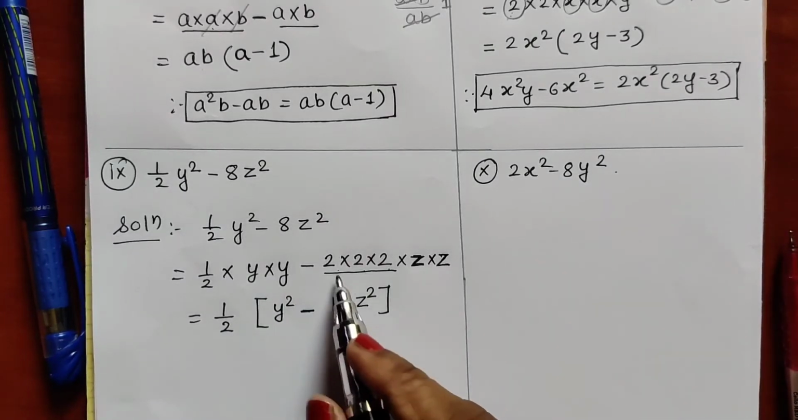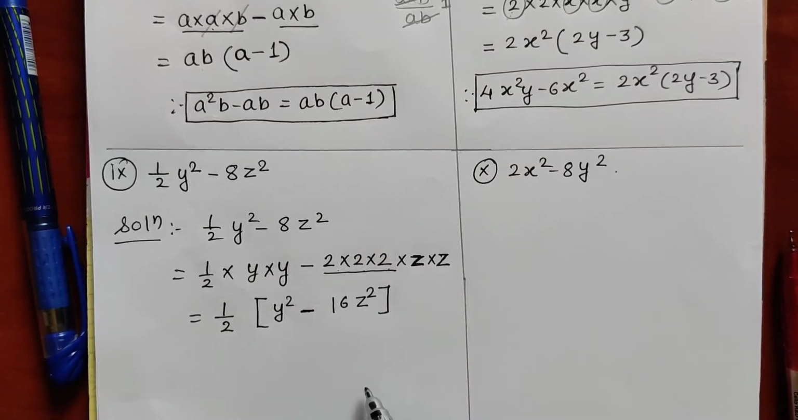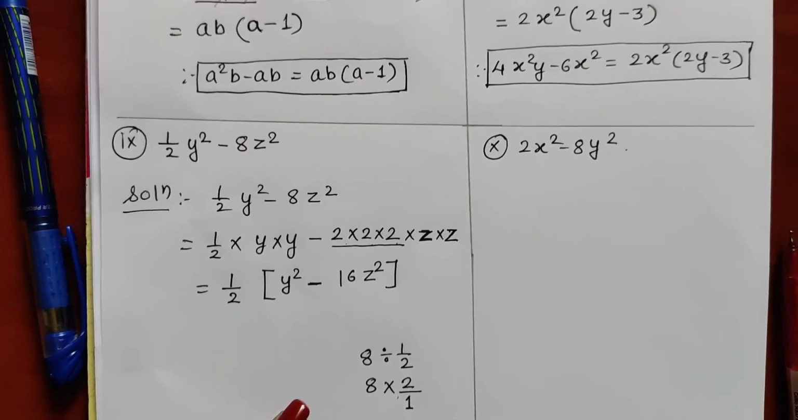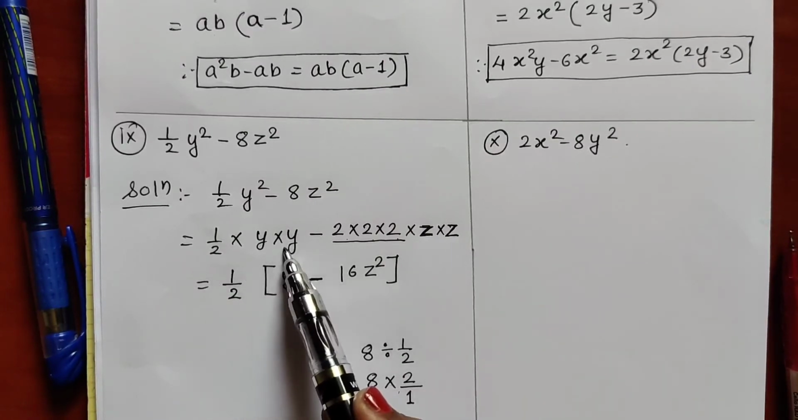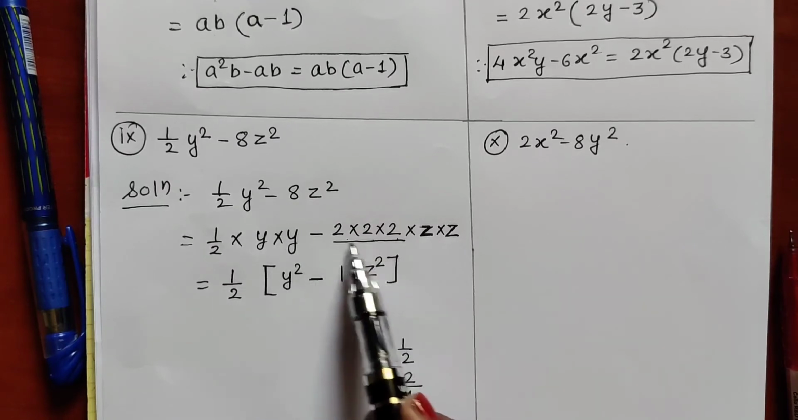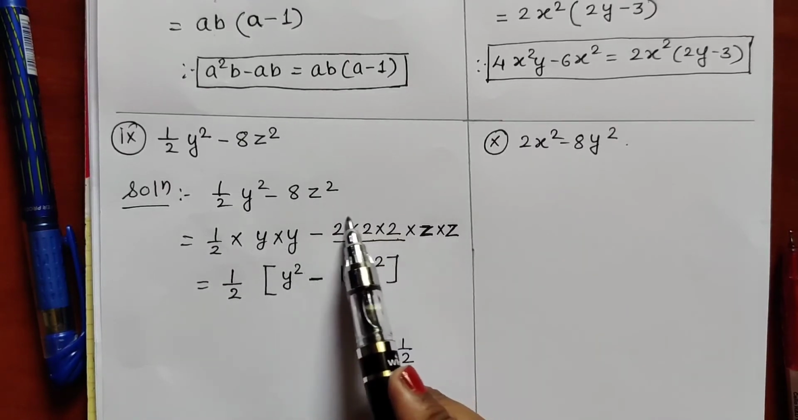Now see children, this is 8, and from 8 we are taking 1 upon 2 common. That means we are dividing it by 1 upon 2. 8 divided by 1 upon 2 means 8 is multiplied by its reciprocal, so it is multiplied by 2 upon 1. When we take out common, actually we divide. So we have taken out 1 upon 2 common from the first term, so y square is remaining.